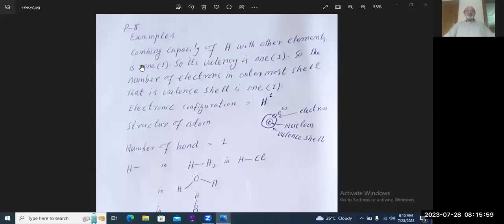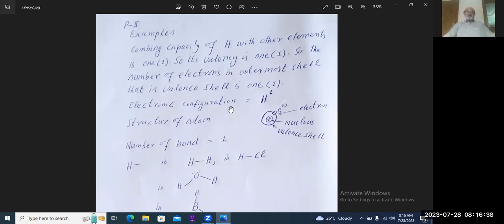Here are some examples. The combining capacity of hydrogen with other elements is 1, so its valency is 1. So the number of electrons in the outermost shell, that is the valence shell, is 1. You can see the electronic configuration and the structure of the hydrogen atom here. This is the nucleus, and this is the valence shell, having only 1 electron. So with 1 electron in the valence shell, the number of bonds formed by hydrogen is 1.